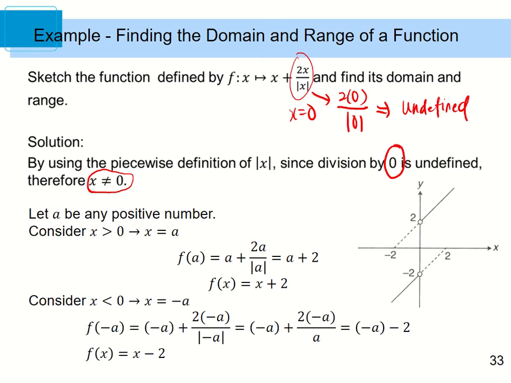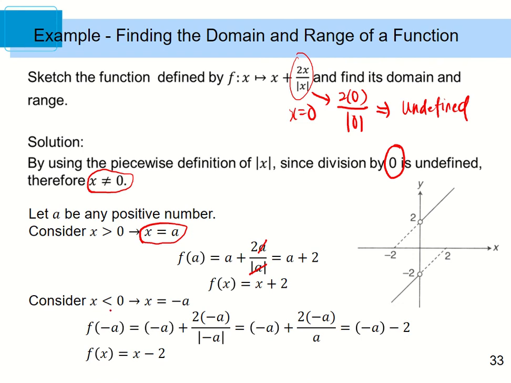Now, let's consider if x is more than 0. When x is more than 0, we take x as a, which means a is a positive number. When we substitute inside, we can simplify this. Since a is positive, we have a positive number divided by a positive number, which can be eliminated, so we have a plus 2. So the function will be x plus 2 if x is positive.